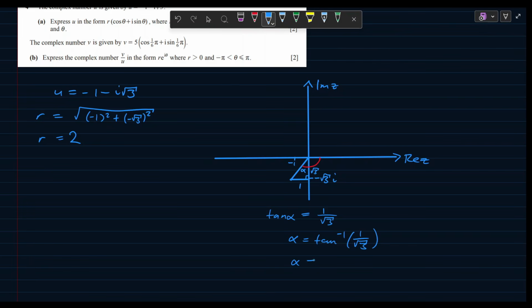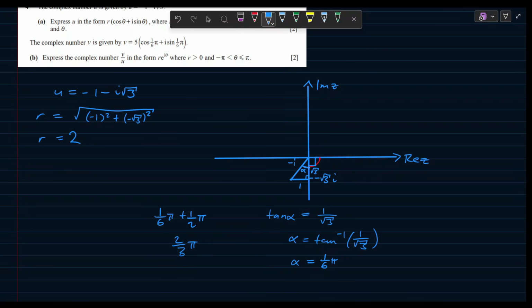So alpha is equal to, let's punch this into the calculator, arctan of 1 over root 3. That gives us 1 over 6 pi. Alright, but we also have 90 degrees. So this part over here is 1 over 6 pi. So we're going to have to add pi over 2 to get the full red angle. So that's 1 over 6 pi plus 1 over 2 pi. That gives us 2 over 3 pi.